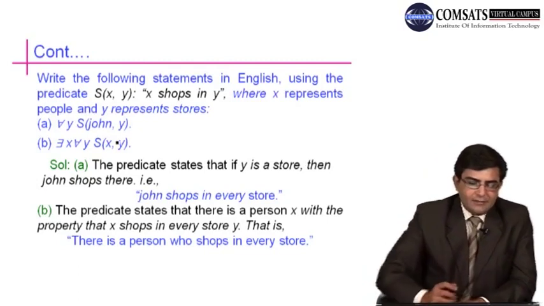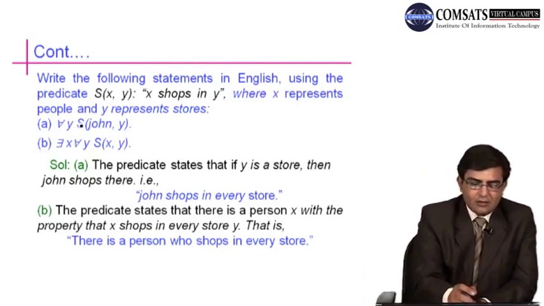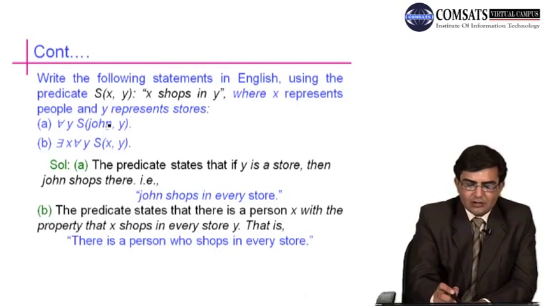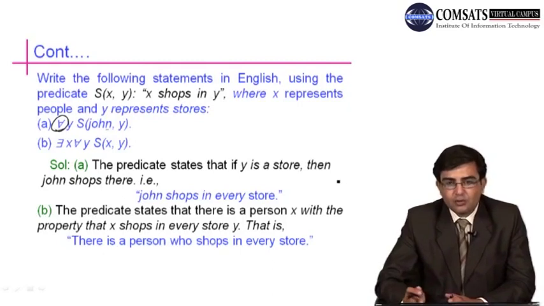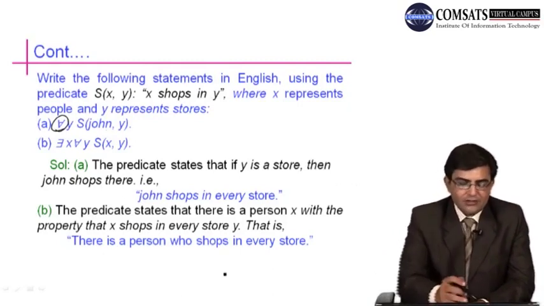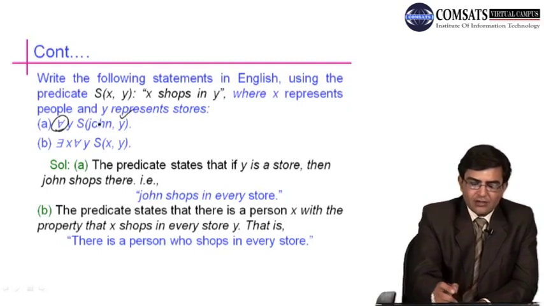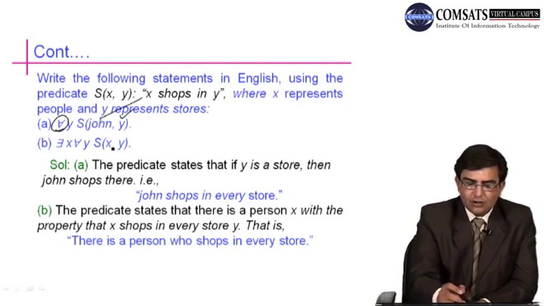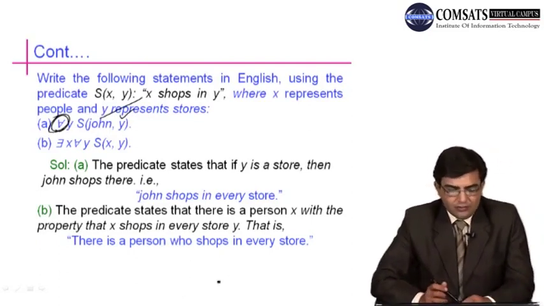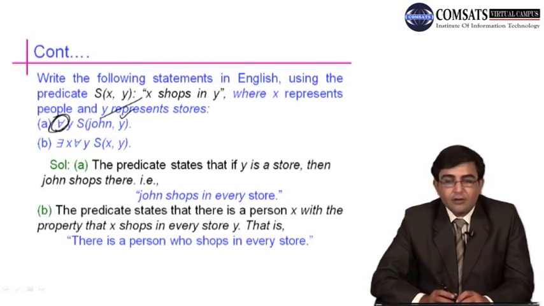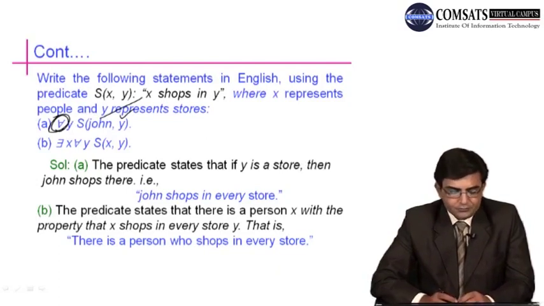Now how to write this statement informally? For all y, S(John, y) means John is a particular person. John shops in y means in every y, in every store. John shops in every store, because here we have y, here we have John. If we replace it here, x will be replaced by John, y is replaced by y also. John shops in y, here we have every, so it means all. So how to write the statement into informal language? We can write it as John shops in every store.